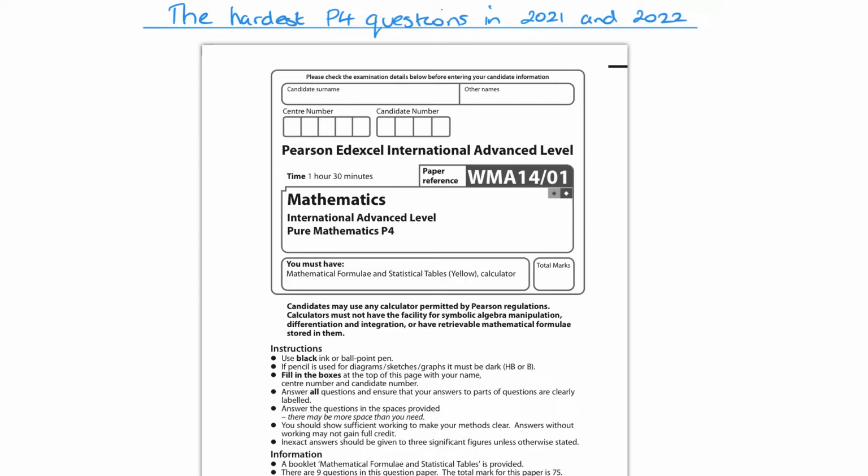This is the hardest questions in the last 3 exam sessions. And this is based not on my opinion, but that of the examiner, the chief examiner's report. In that report, it does state which questions the majority of students had issues with. And what I've done here is collate those questions together, and I'm going to go through them. So let's get started.